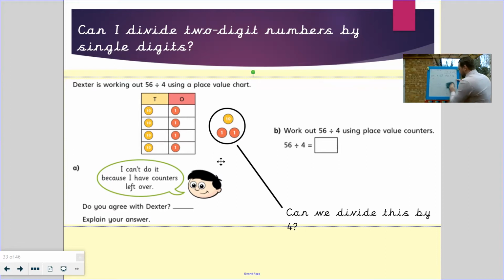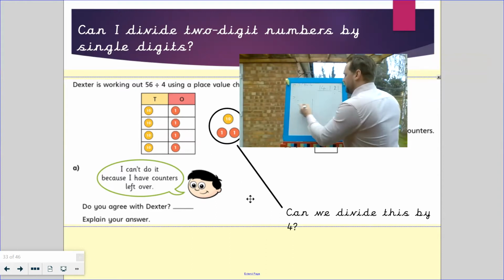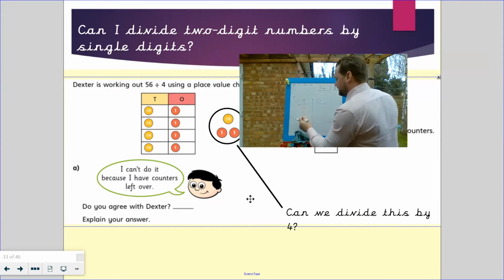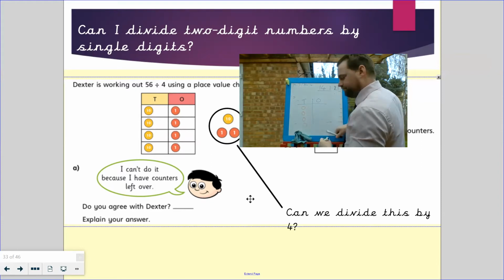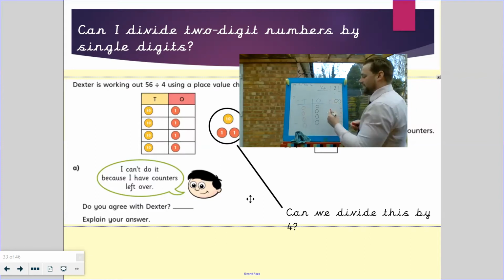It does work, because I'm going to show you on my board, okay, and I'll make my thing bigger for you, so you can see. So this is Dexter's place value chart, okay, and he's done his grouping. He's got 2 ones and a 10 left over.